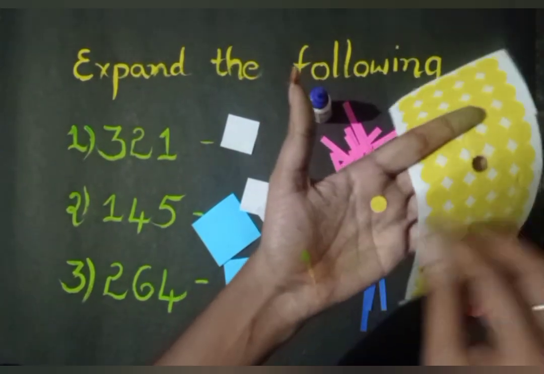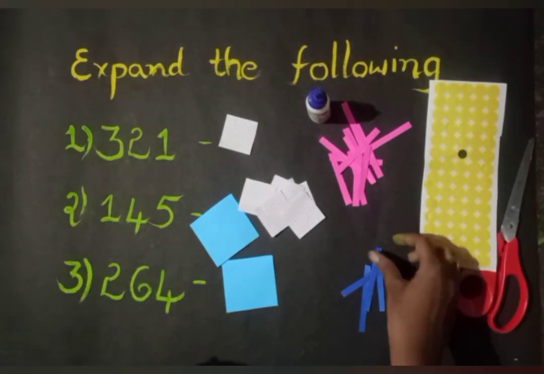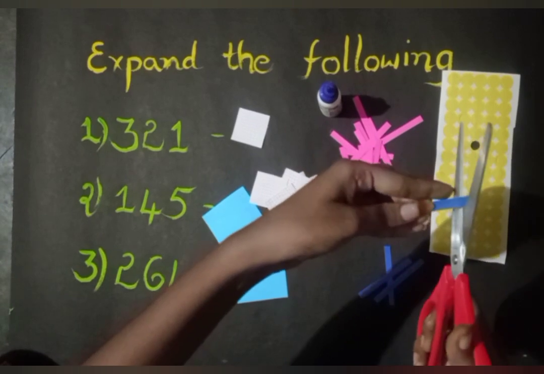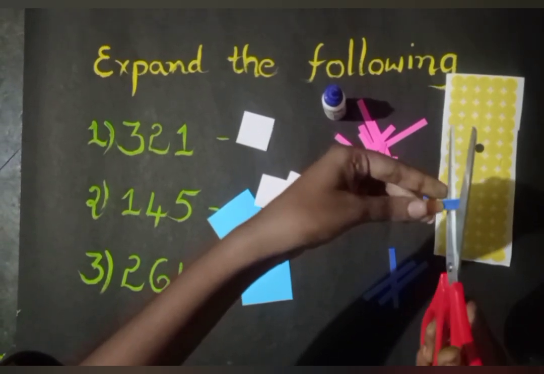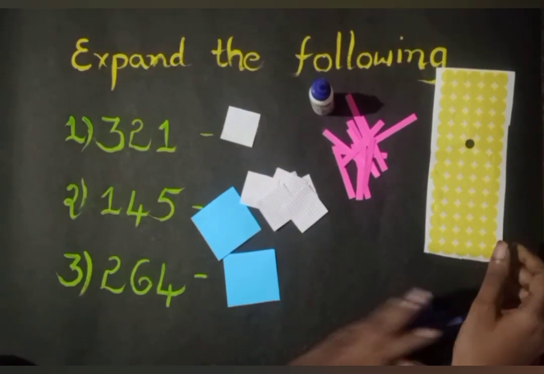For ones I have taken this. If you can't make it round, you can also do one thing. You can take a standing strip and you can take small squares like this. You can take for ones. Okay, so let's do the activity.